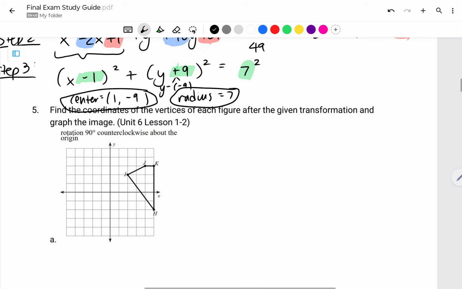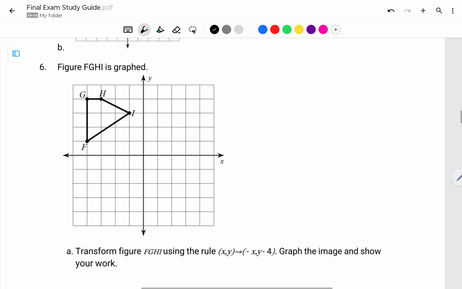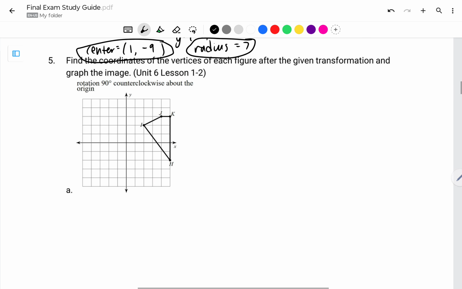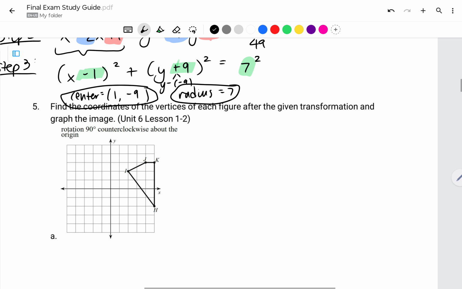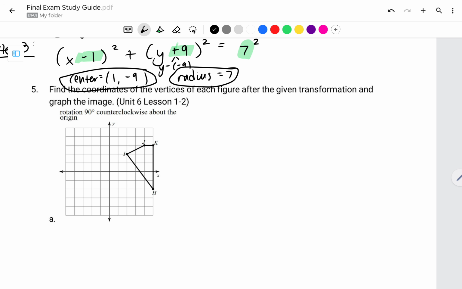All right, let's try number 5. 5a and b. Find the coordinates of the vertices of each figure after the given transformation and graph the image. Okay, we're rotating 90 degrees counterclockwise about the origin. So 90-degree rotation, it follows this rule. And then counterclockwise, it's got to end up somewhere here. Right, we're going counterclockwise. So it's going to end up in that direction.